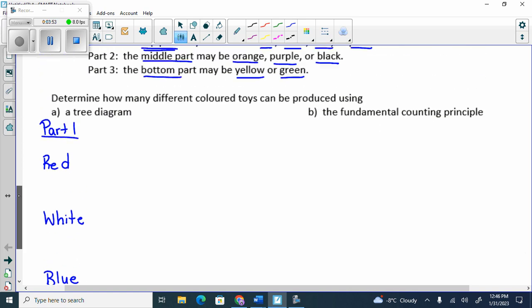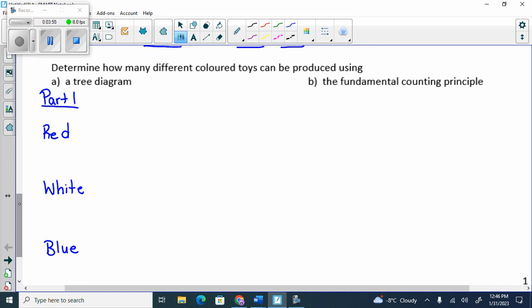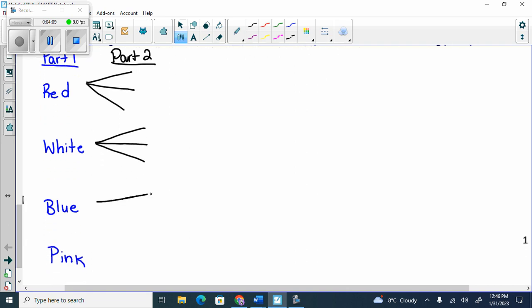Part 2 has the options orange, purple, or black. So I'm going to write part 2. And off each of these, I'm going to have 3 branches. I have orange, purple, black.